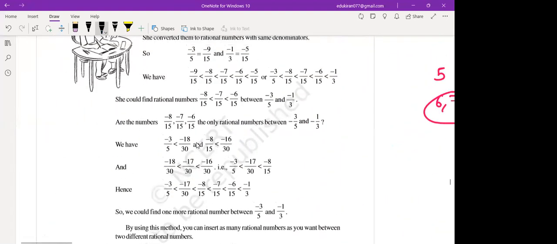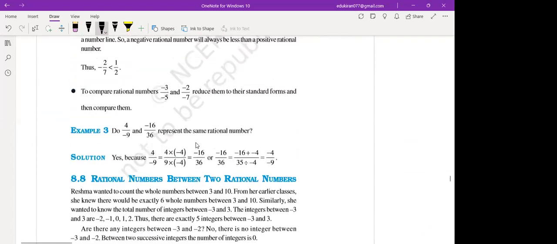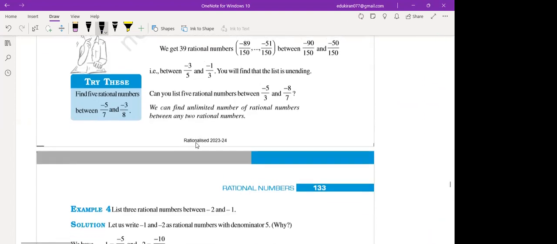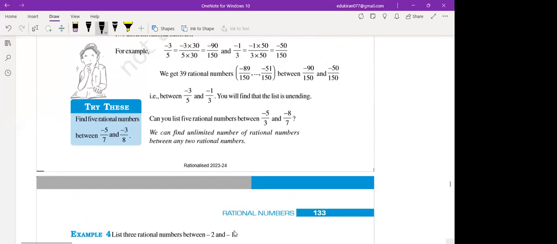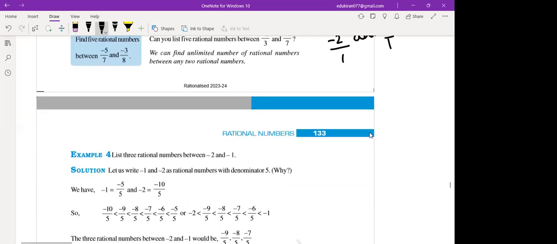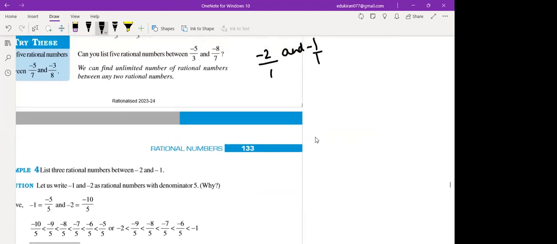Okay. So now I'm going to give you one question. For example, minus 2 and minus 1. So in this type of question, you will take the denominator as 1. So over here, what you can do, you have to find 3. You can take any number.